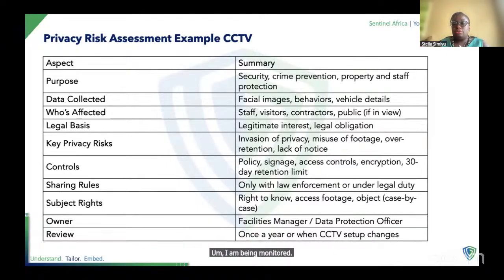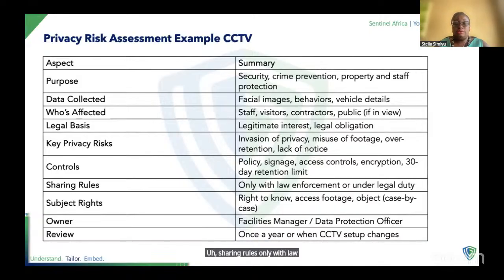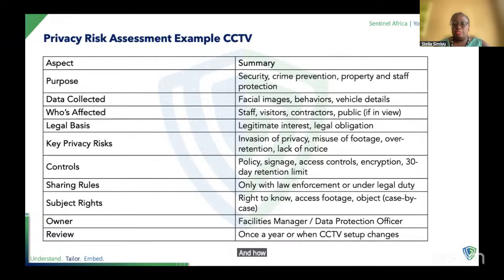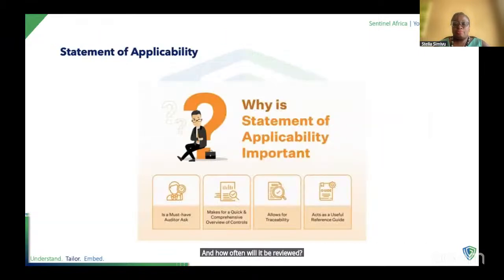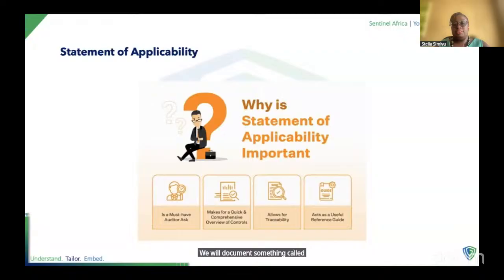So what are the controls which need to be put in place? Maybe policy, maybe signage, maybe access controls, sharing rules only with law enforcement or under legal duty, and subject rights, the right to know, maybe access the footage and object on a case-by-case basis. Who owns it? The facilities manager. And how often will it be reviewed? Once a year.